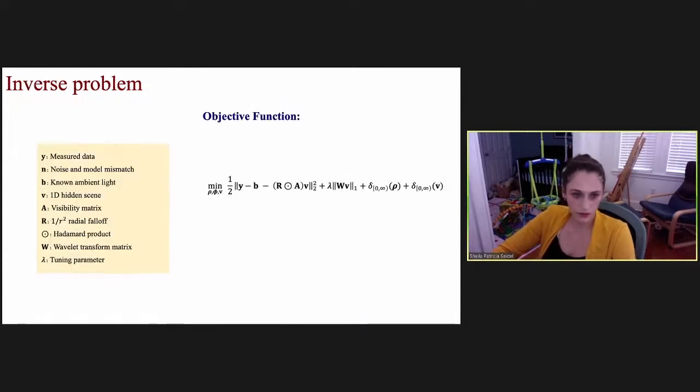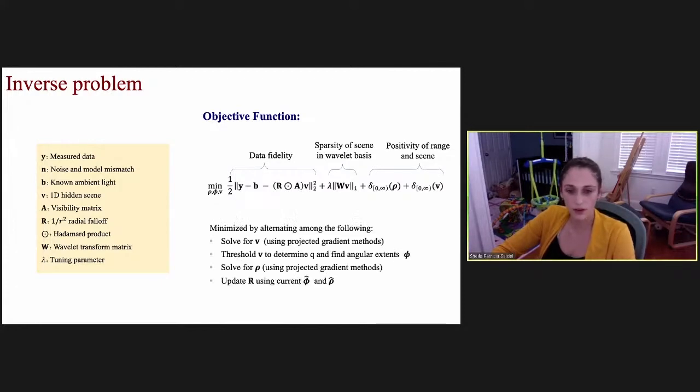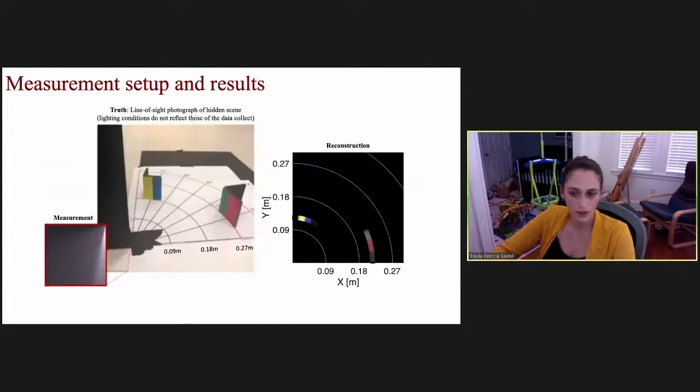Our objective function has a data fidelity term. We're also promoting sparsity of the scene in a wavelet basis, and then also positivity of our range and scene estimates. And we minimize this by an alternating method. So here's one measurement scenario and a corresponding result.